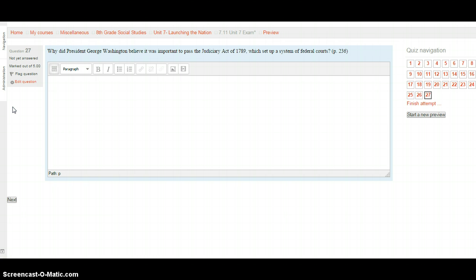For our final question on today's test, you need to tell me why President George Washington believed it was important to pass the Judiciary Act of 1789, which set up a system of federal courts. So go to page 236 to learn a little more about this Judiciary Act and tell me why it was important in the space provided. If you have any further questions, please let me know.